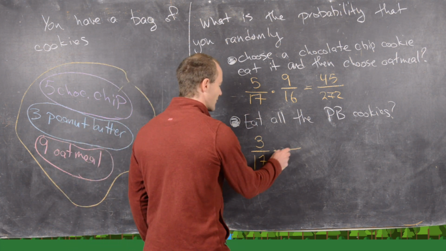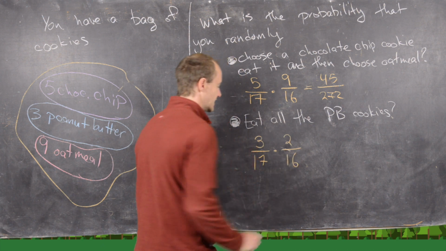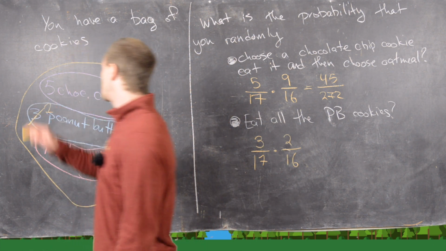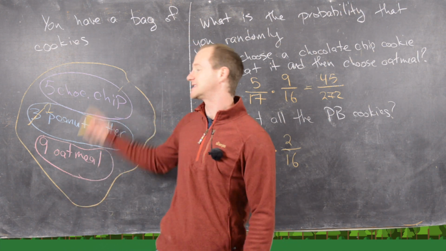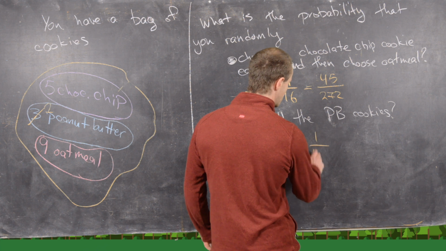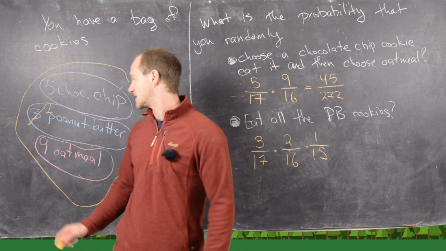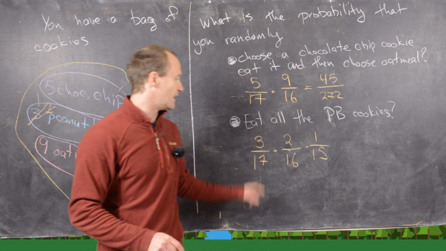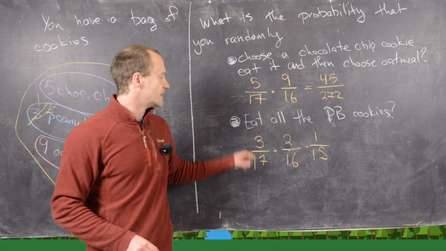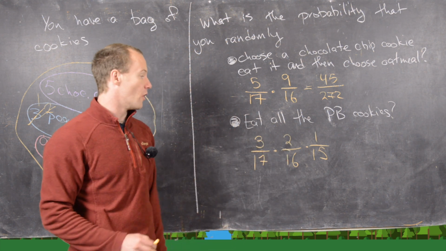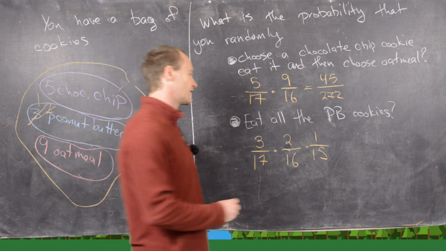Now, the next probability is going to be 2 over 16, because after this first choice, there are only 2 peanut butter cookies and then 16 total cookies. And then the last cookie, there's going to be 1 over 15, because again, after choosing this, there's going to be 1 peanut butter cookie and then 15 total cookies. So in the end, you have this thing, which is 3 times 2 over the product of all of these.